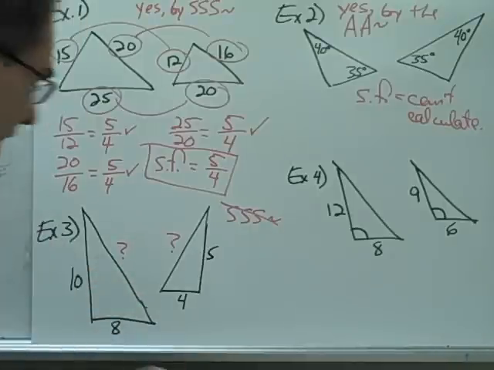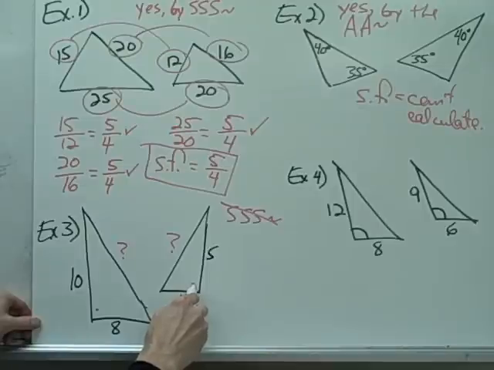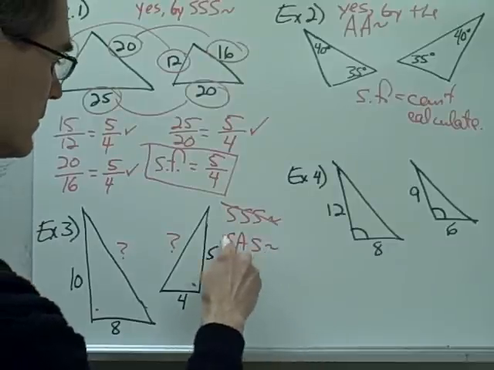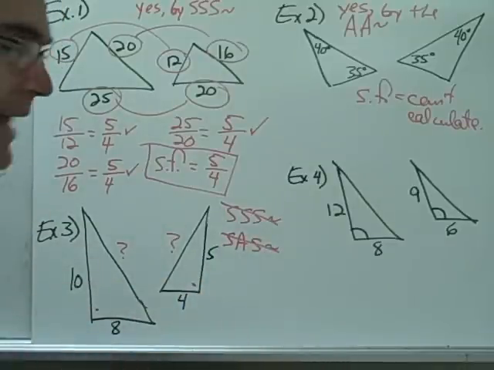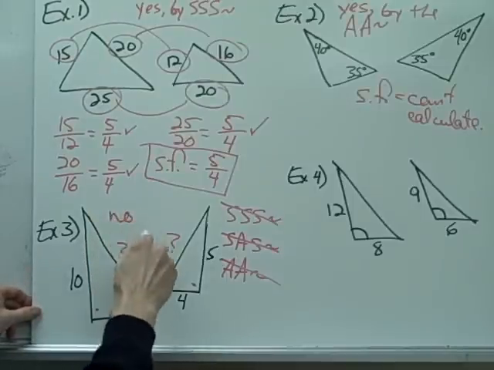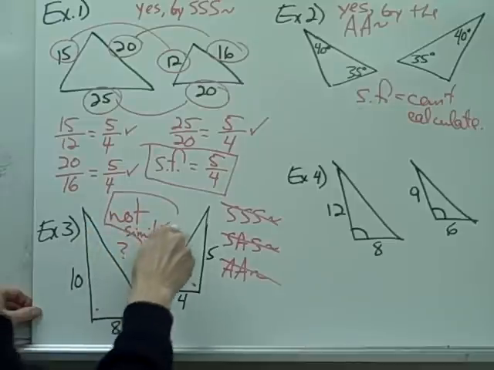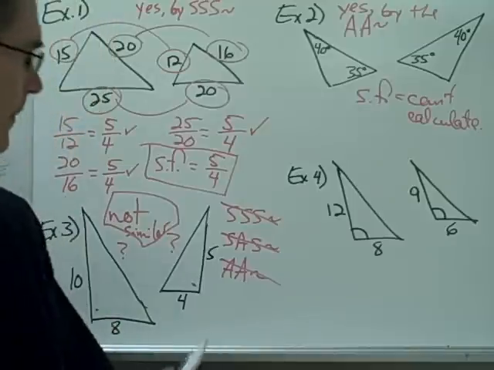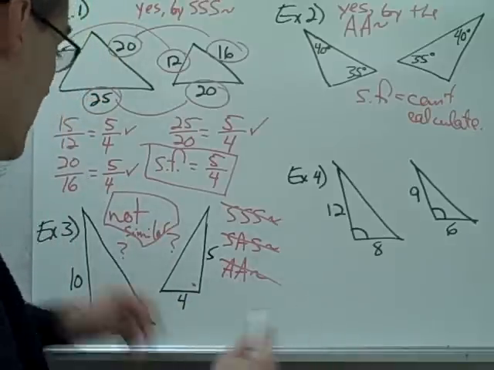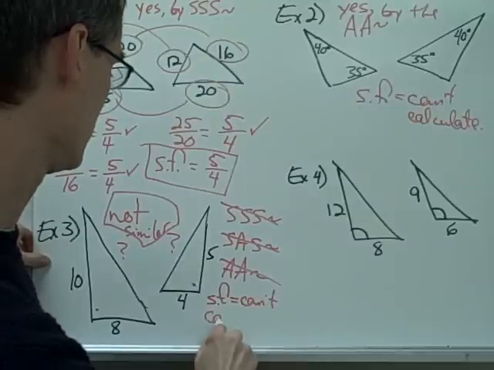In order to use side-angle-side, I would need to know if the included angle here were congruent to the included angle here. I don't know that either, so I'm not going to be able to use side-angle-side. And I don't have any other angle information, so I'm not going to be able to use angle-angle. So no, I can't say that these two triangles are similar. So I'll say not similar. And since they're not similar, I can't state what the scale factor is. So I'll go ahead and write that down too. Scale factor, can't calculate.